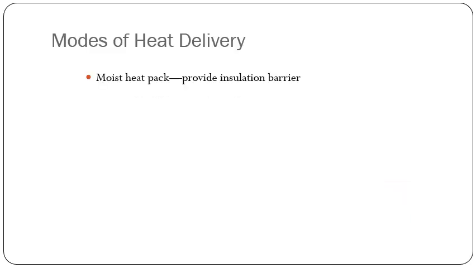Okay, modes of heat delivery. The moist hot pack is probably your most common type of heat delivery. It's probably the one you'll use most often clinically. Again, we look at 20-minute treatments as being effective for pretty much most of your treatments. One important point with the moist hot pack is to make sure that the hydrocollator they're stored in is at 170 degrees, that the water is maintained at that temperature.